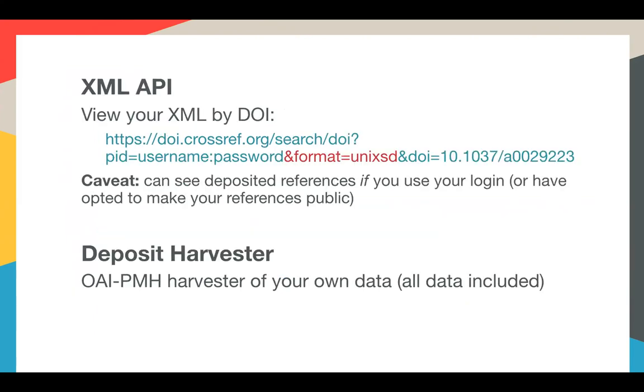We also have an XML API that can be very useful. You can look up the metadata you've registered for an item. This query I have on the slide will show everything as you've registered with us, all of the metadata you've sent us.